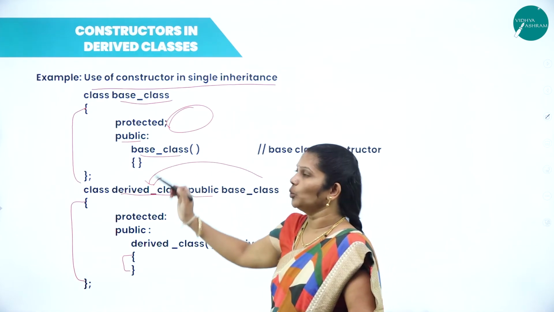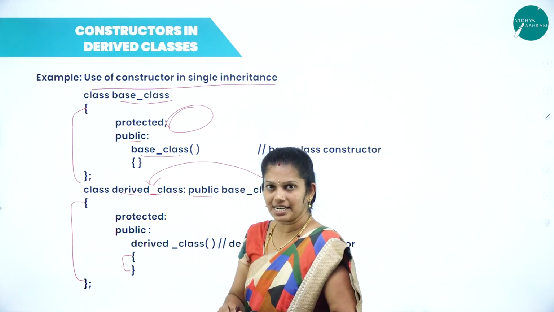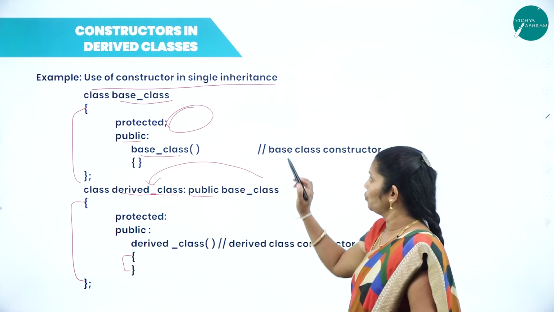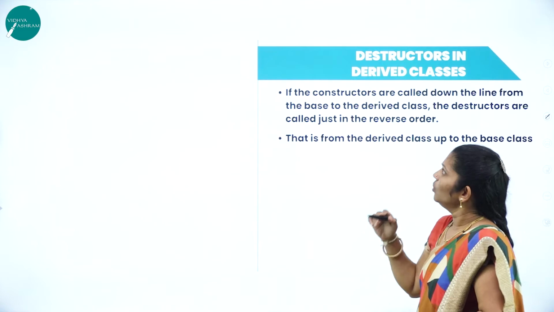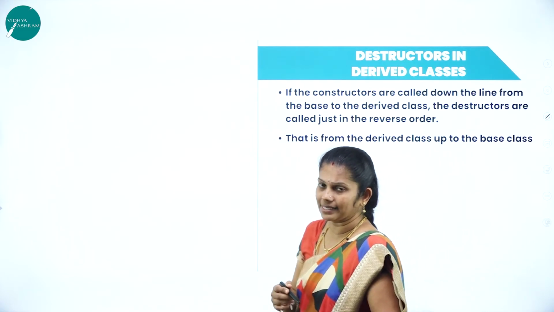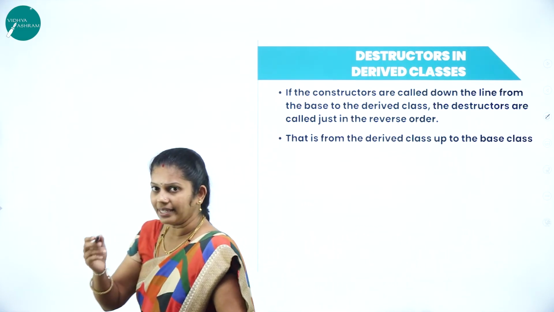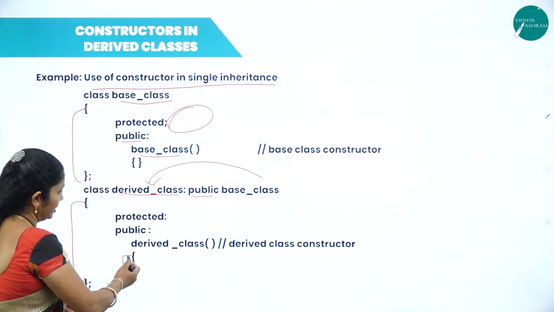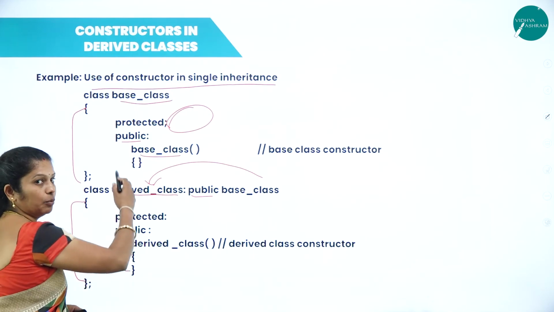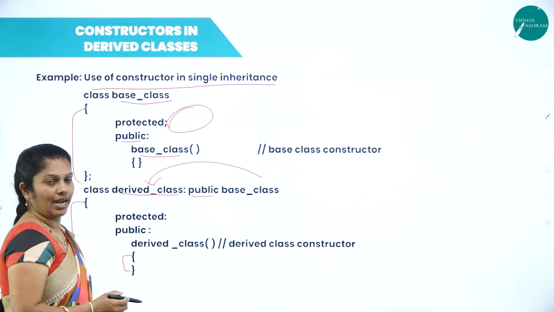It means that we have two classes, one is the base class and one more is the derived class. In the base class also we have a constructor. In the derived class also we have a constructor. Then which one will execute in this case? If you observe here, in that case, the base class constructor will execute. In this example, we just have a constructor in both the base class as well as the derived class.